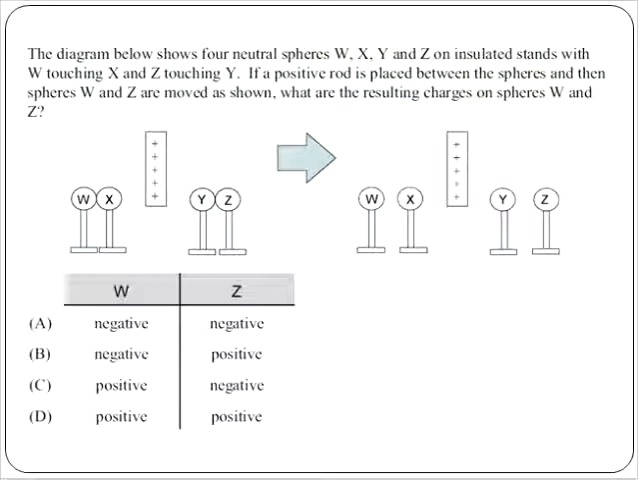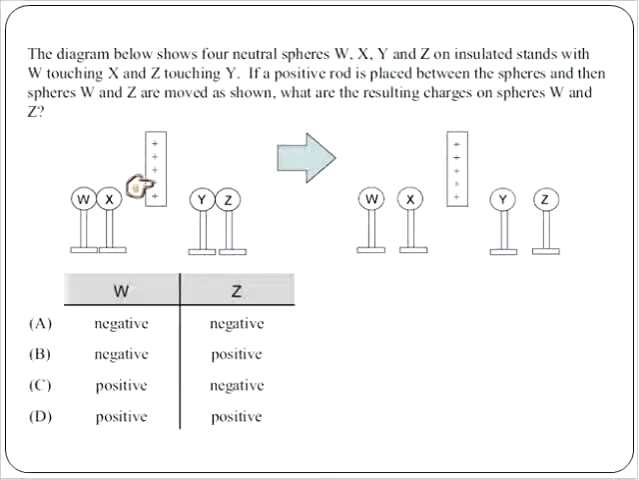Next question. Kind of a logic problem. The diagram below shows 4 neutral spheres, W, X, Y, and Z, on insulated stands with W touching X and Z touching Y. And you can see that right here. These two are touching. These two are touching. In the middle, there's a positive rod. Now, we need to know what's happening when that positive rod is there.